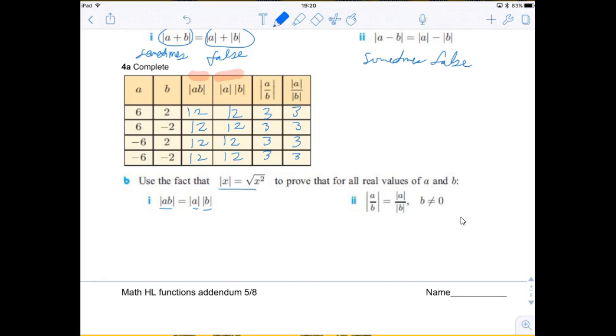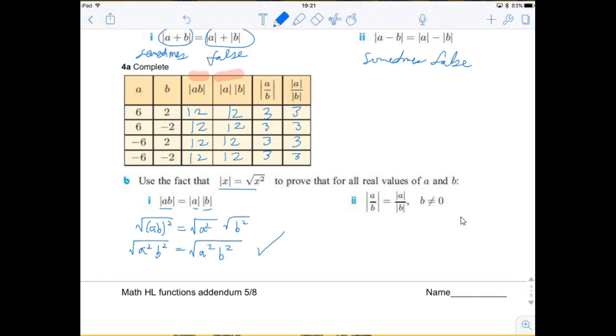Okay, so instead of putting modulus, we're going to substitute square root of x squared for each one. So for this one, we'll put square root of ab squared equals the square root of a squared times the square root of b squared. So let's combine. Let's expand this. So ab quantity squared is actually equal to a squared b squared. And then on the right side, we're going to multiply these two square roots together, and we'll also get a squared b squared in the root. And look, we've done it.